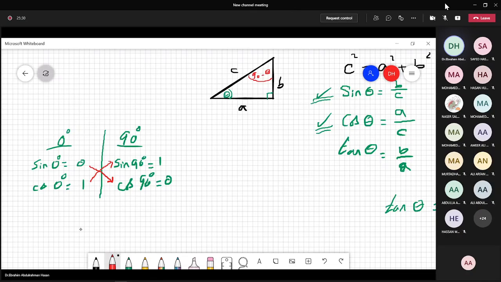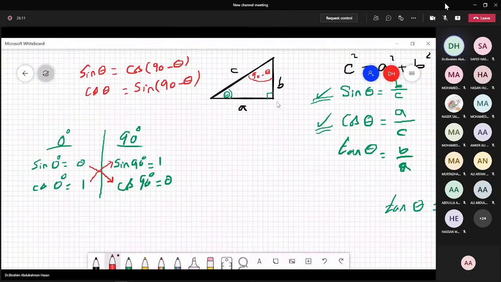Whatever you have for sine of this one, it is equal to cosine of this. The sine of theta is equal to B divided by C, and cosine of 90 minus theta is equal to B over C. So sine in general equals cosine of 90 minus theta, and cosine theta equals sine of 90 minus theta. This is very clear.